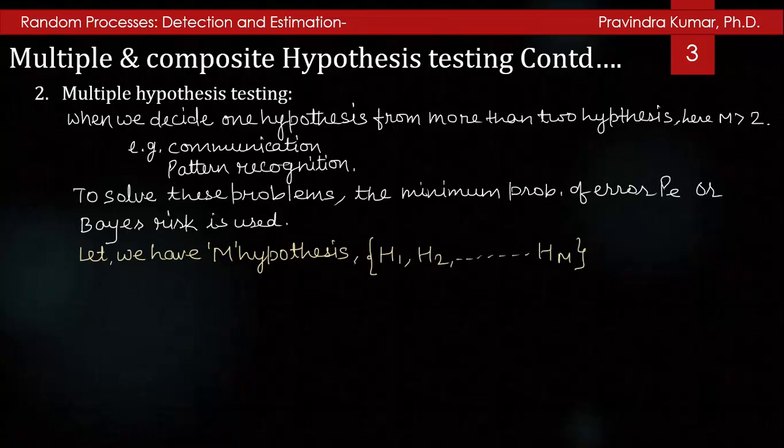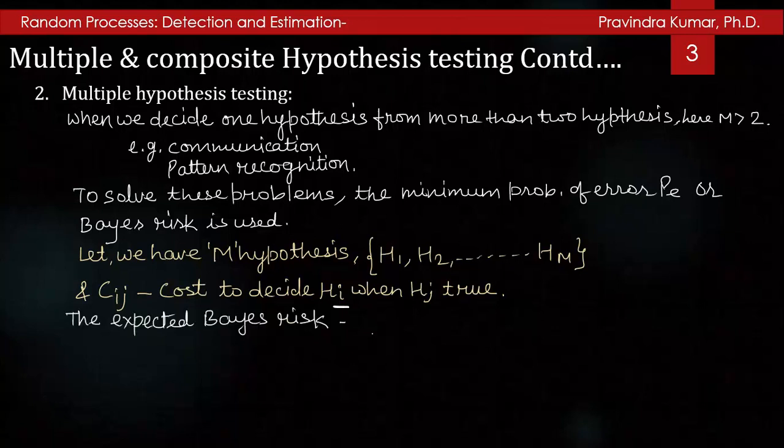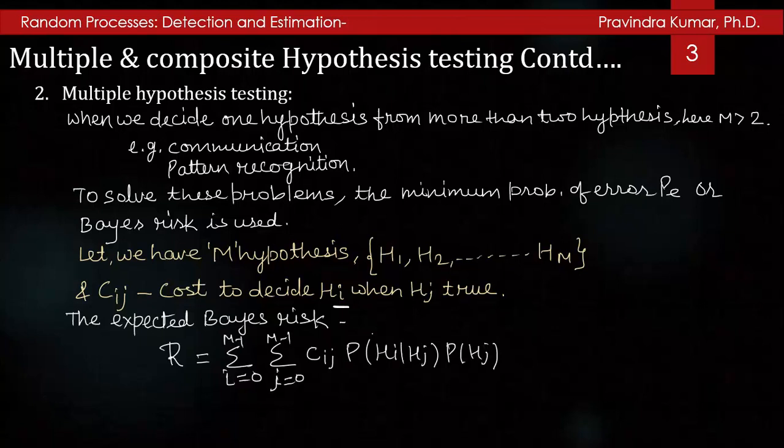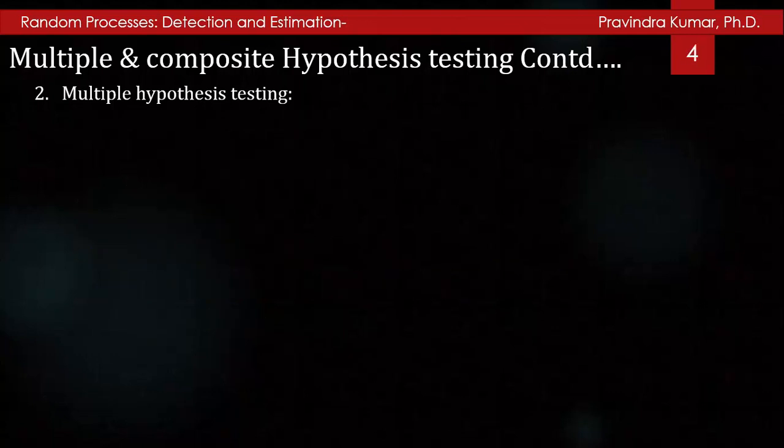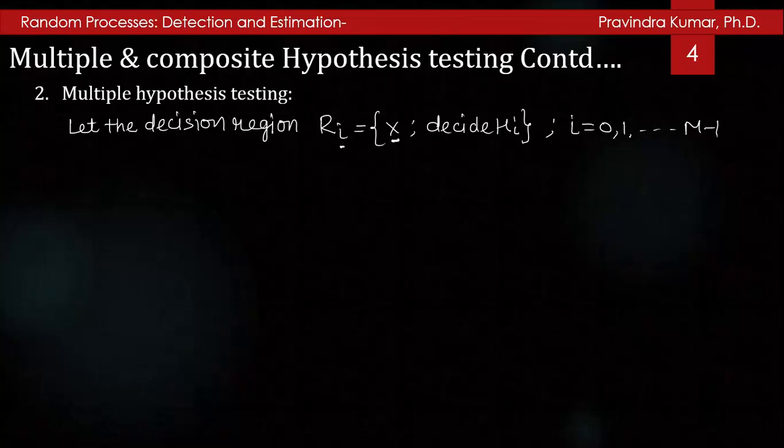Let there be M hypotheses H0, H1 to H(M-1), and the cost Cij, the cost to decide Hi when Hj is true. Then the expected Bayes risk will be R equals the summation over i from 0 to M minus 1 and j from 0 to M minus 1 of Cij, the conditional probability of Hi given Hj, and the probability of Hj. For uniform cost assignment, meaning Cii is equal to 0 and Cij for i not equal to j is equal to 1, the Bayes risk will be equal to the probability of error, and the decision region Ri will be the observed samples such that it decides Hi, where i is 0, 1 to M minus 1.